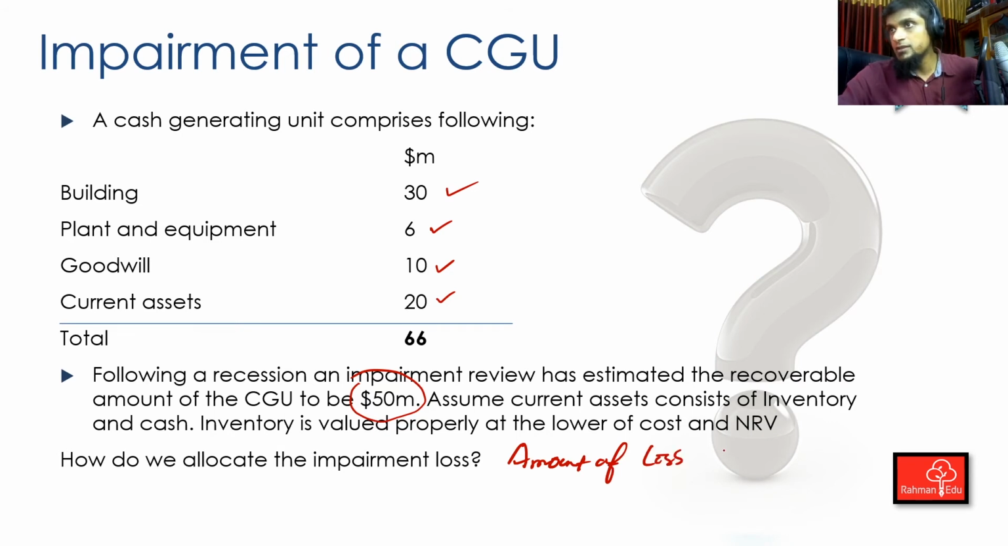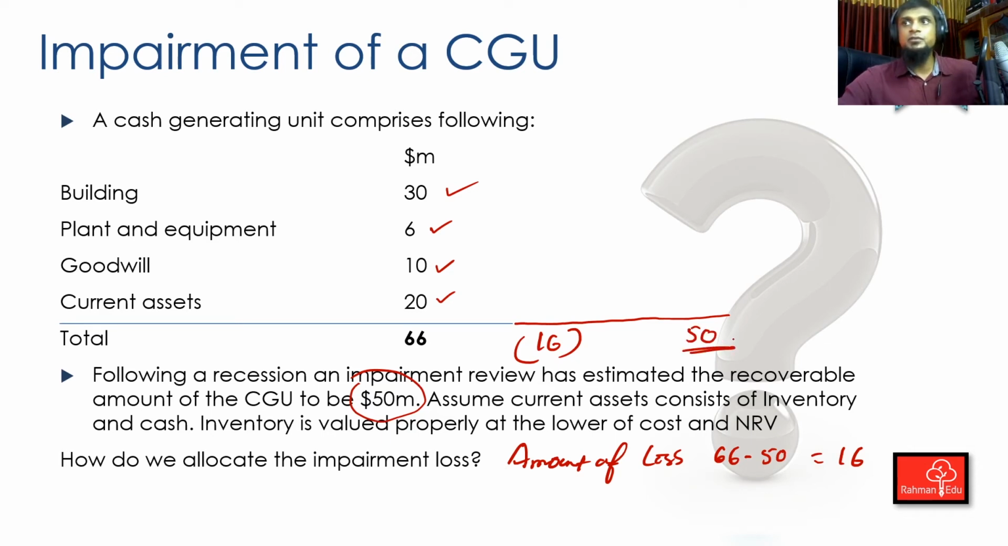That's what we get, 66 minus 50, 16. Now we need to put this 16 loss to these various assets, and we need to bring the carrying value of that subsidiary to $50 million. Yes. Now let's see who is there.